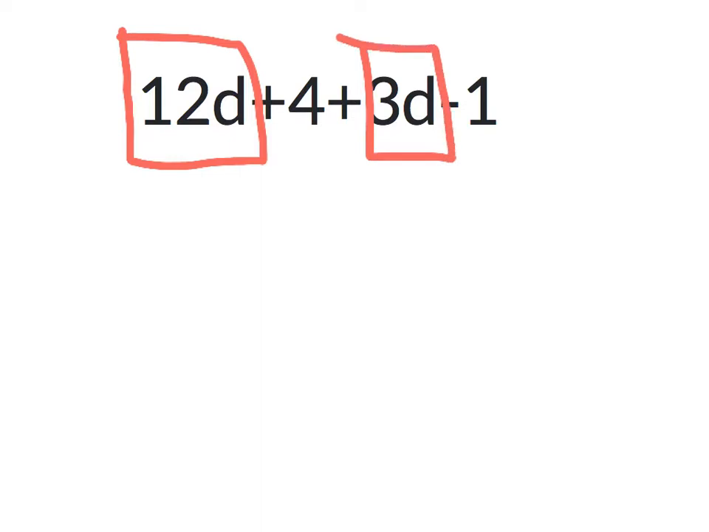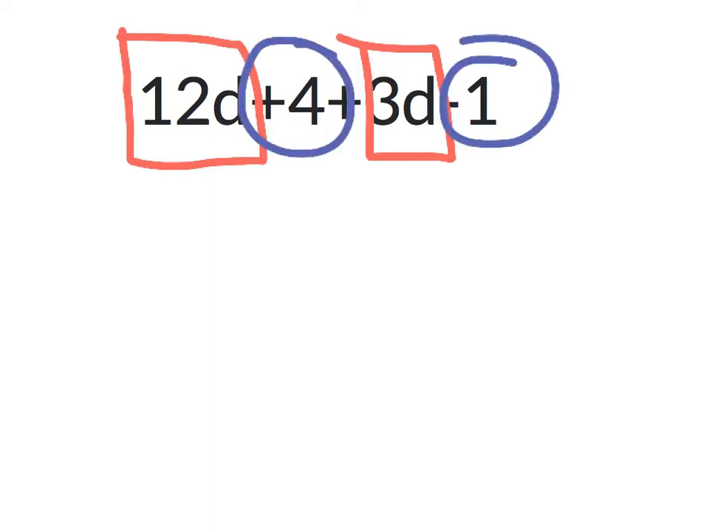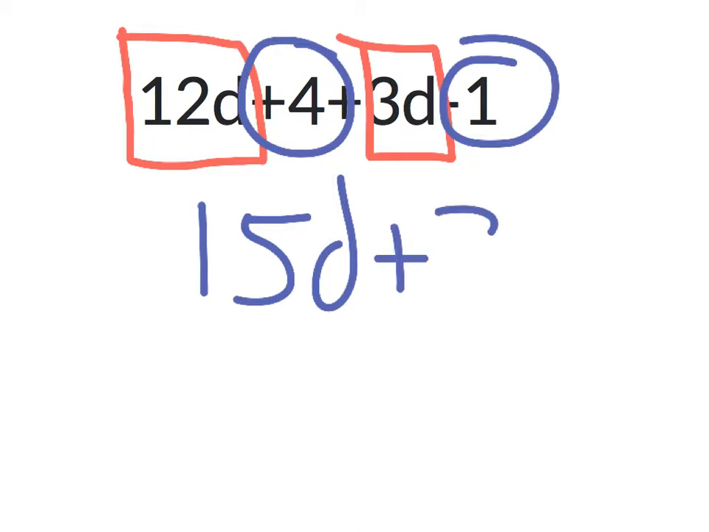Okay, so I'm going to go ahead and do this for you now. So we're going to combine the boxes. I have 12D, and I have 3D. 12 and 3 is 15D. And then I have a positive 4, and I'm taking away 1 from that. So 4 minus 1 is 3.